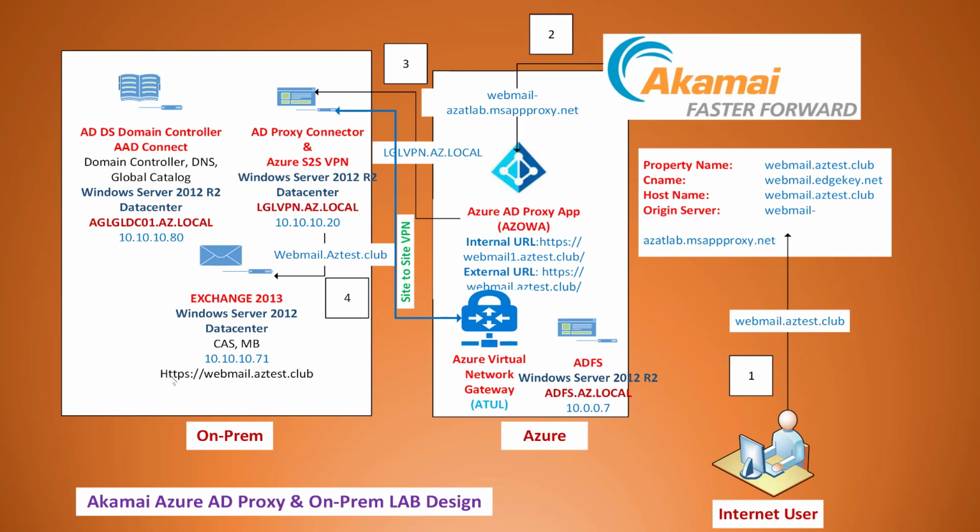And then I have an Exchange 2013 server running in my lab, which is serving the client access server and the mailbox server role, which is providing the OWA capabilities, which is what we're going to test today. And lastly but not the least, the URL for my Exchange 2013 public URL is webmail.aztest.club.